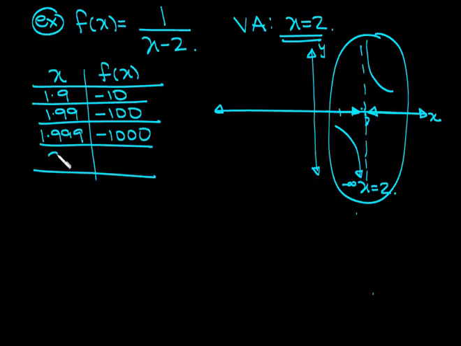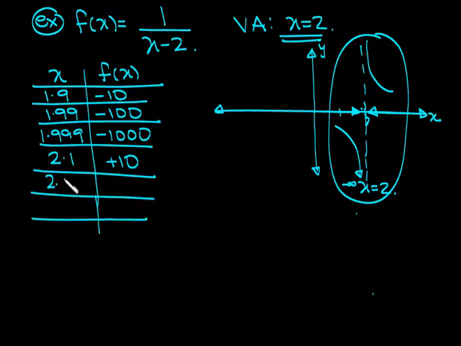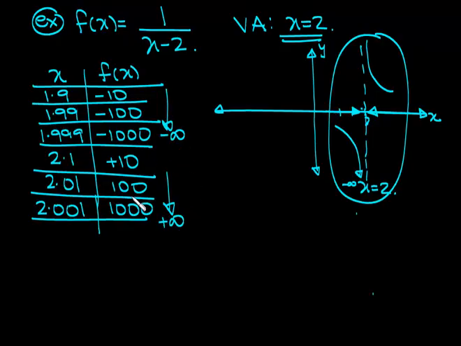As you approach 2 from the right, you pick 2.1, it's plus 10. Okay. If you pick 2.01, it's 100. If you pick 2.001, it's 1,000. And you can see the values are getting bigger in the positive sense. So they're going to positive infinity. Sorry, and these are going to negative infinity, because these are getting smaller and smaller. They're getting smaller as you go in the negative direction.